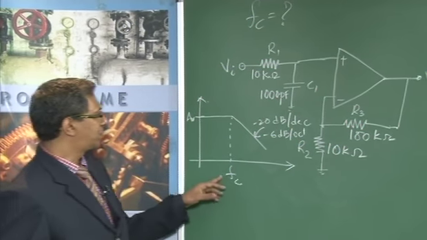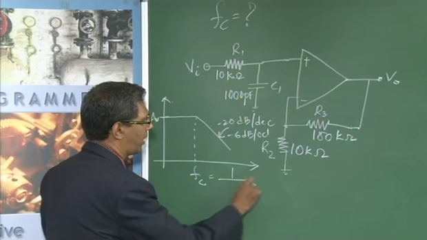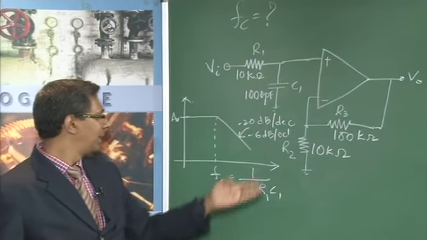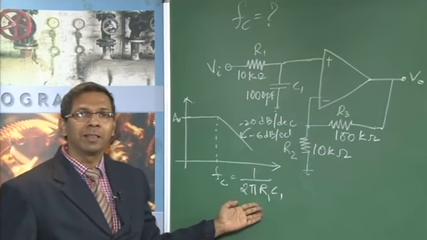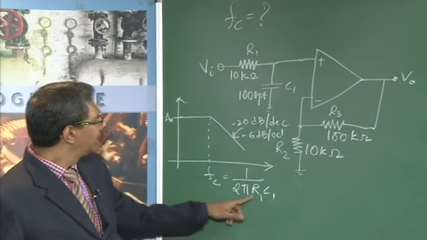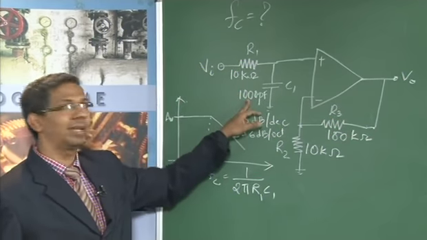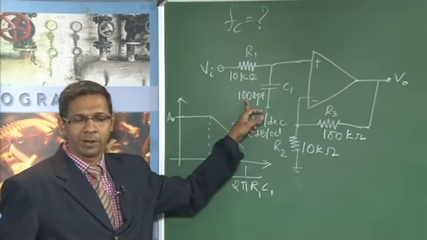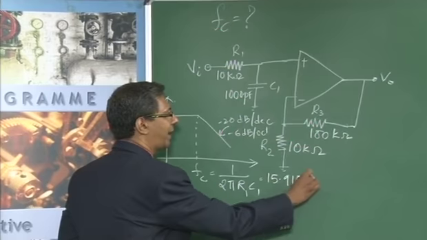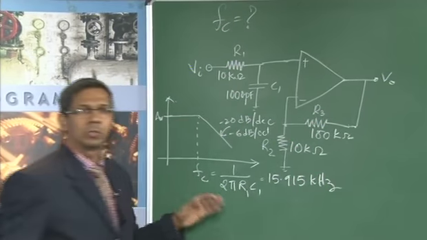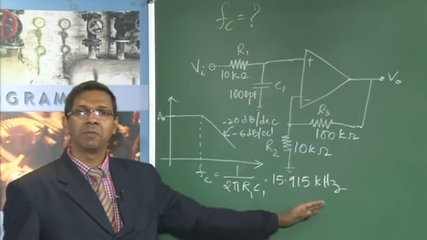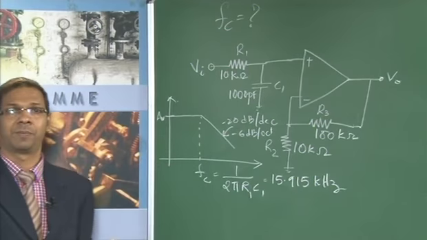The expression for FC is 1 upon 2 pi R1 and C1. R1 and C1 are given here. So it's a simple substitution problem that we start with, though we'll go into other issues later on. If we simply substitute the values, this R1 is 10k and this C1 is 1000 pico, and pico is 10 raised to minus 12, we get the answer as 15.915 kilohertz. So the cutoff frequency for this circuit with these values is 15.915 kilohertz.